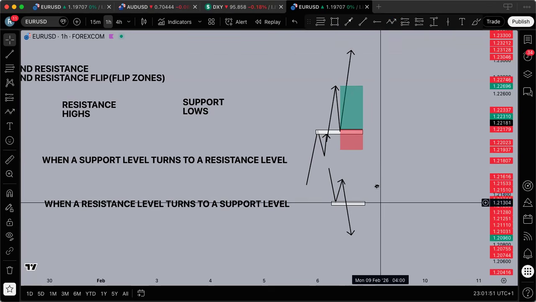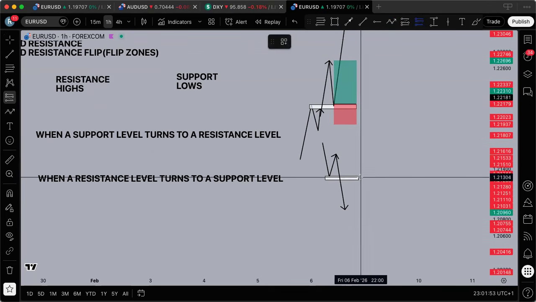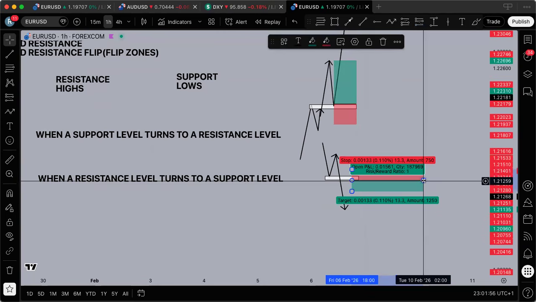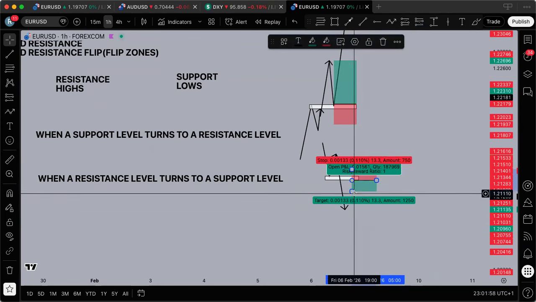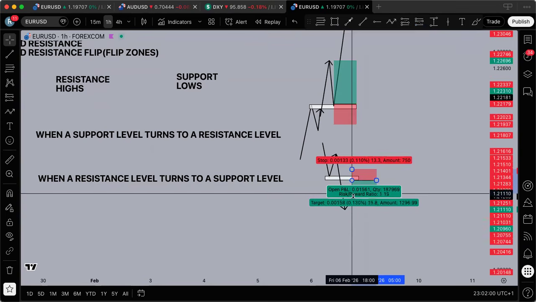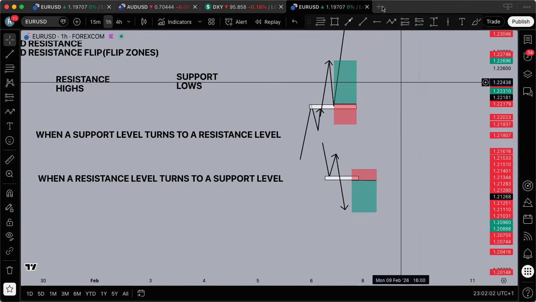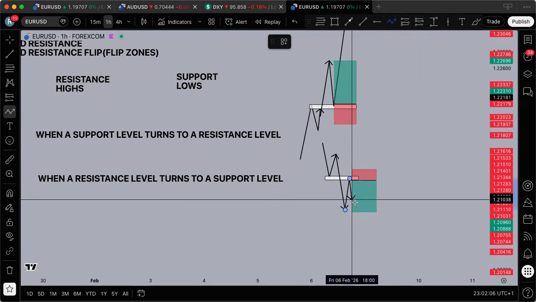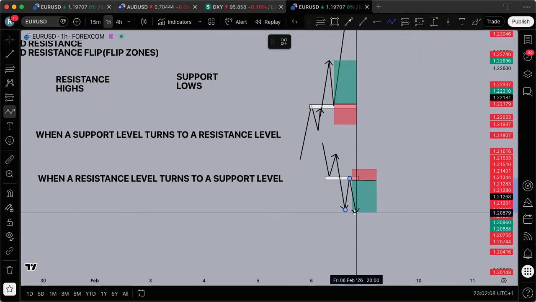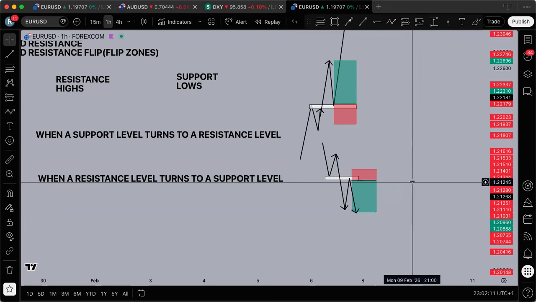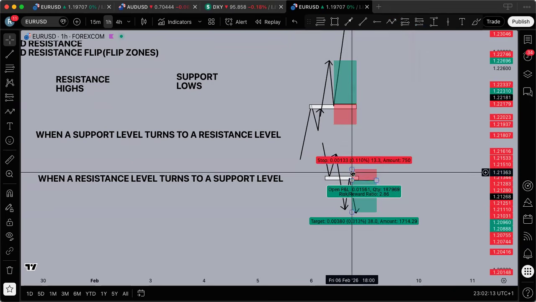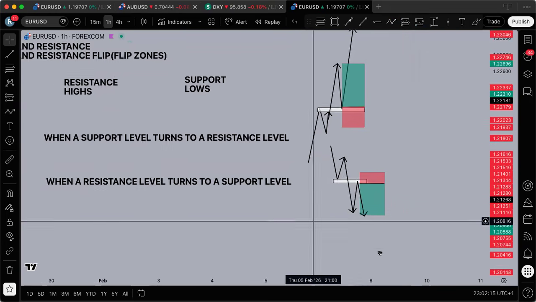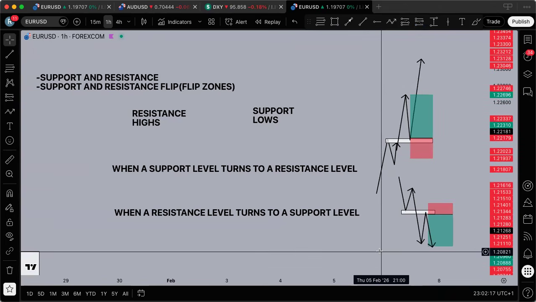Now, this has automatically turned to your flip zone. As the smart trader you are, this is what you'll be watching out for from the market. You'll be expecting the market to push up, retest this same level, then you sell to the downside. So that's it for support and resistance flip.